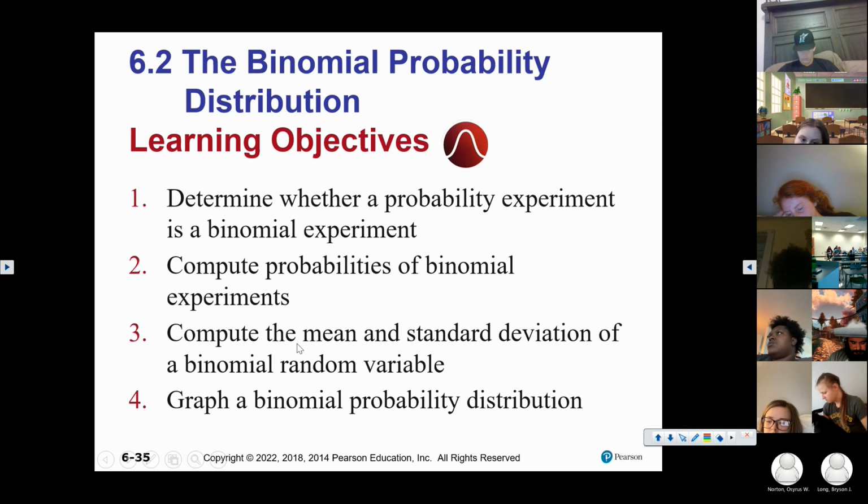You're also going to find what? The mean and standard deviation of a binomial probability distribution. Now, what's the difference between a binomial probability distribution and a probability distribution? A probability distribution is what we did in 6.1. Write that down. Probability distribution is the table. You know, X and P of X. A binomial probability distribution is just numbers.